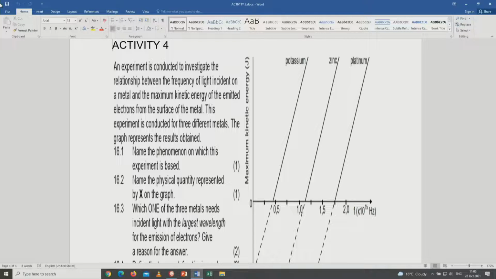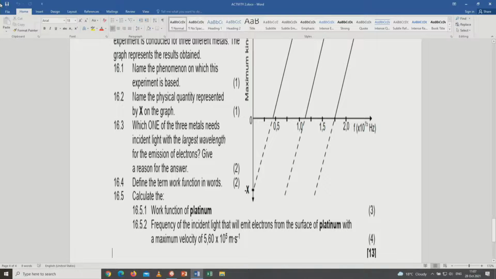Then 16.1 here, we are asked the name of the phenomenon on which this experiment is based. It is based on the photoelectric effect. That is our 16.1 answer, because here we are using light to eject electrons from the surface of the metal. So the phenomenon here is the photoelectric effect.